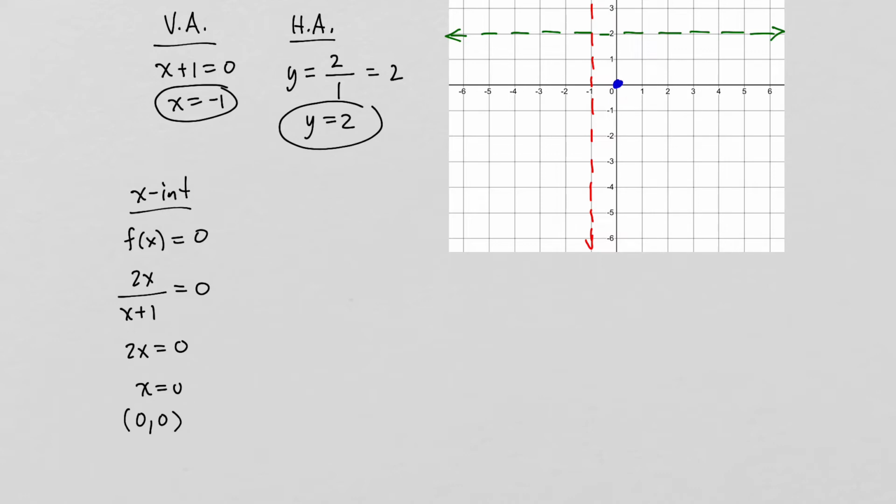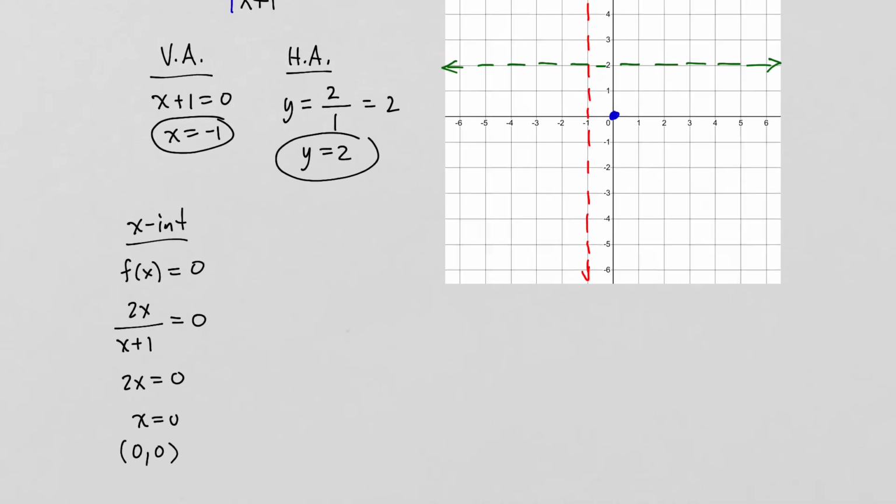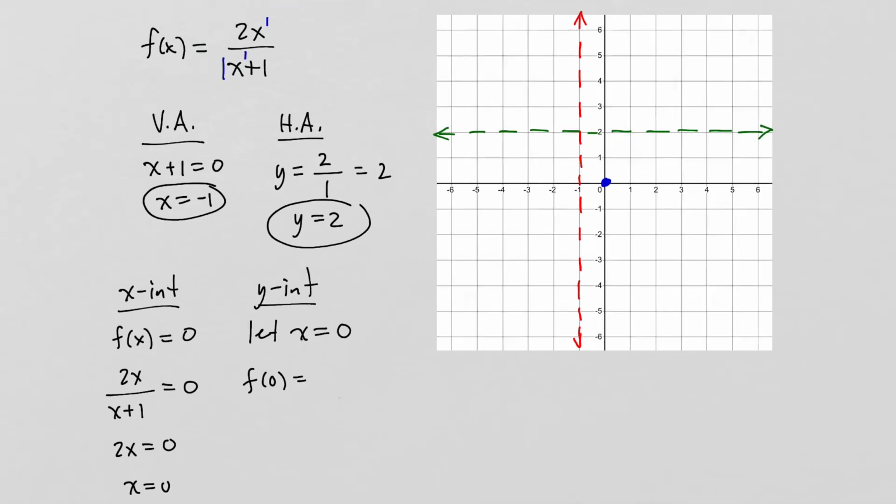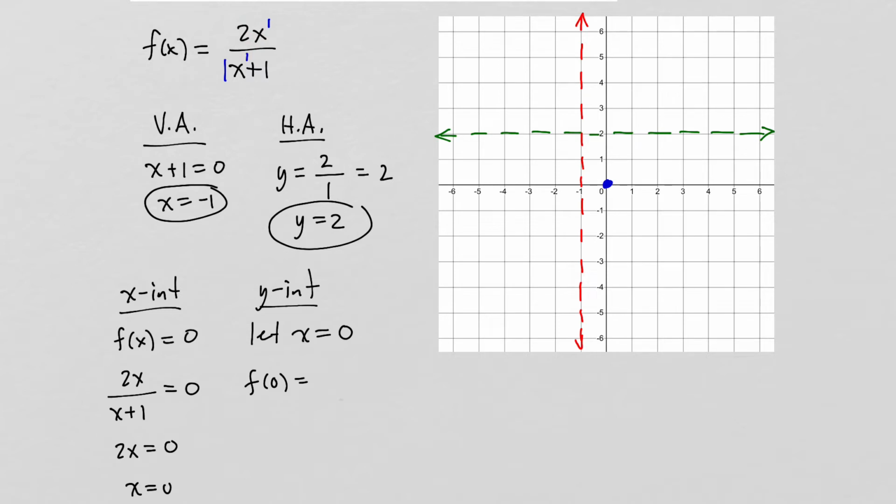And I want you to notice that this is also the y-intercept, right? Because (0, 0) is special. It crosses both the x and the y-axis. So we don't really need to find the y-intercept in this case because we already found it when we found the x-intercept. But I'll just remind you that to find the y-intercept, what you do is you let x equal 0. And so we do f of 0. And in this case, that means plugging 0 into this function. And so that is 2 times 0 divided by 0 plus 1, which is 0 divided by 1, which is 0. And again, this is the point (0, 0), as I mentioned already.